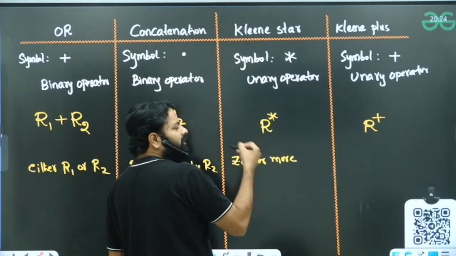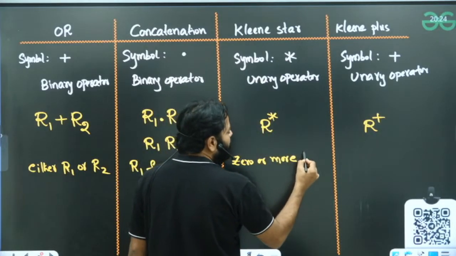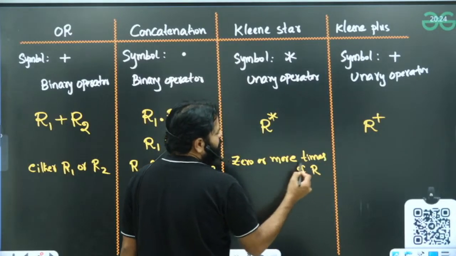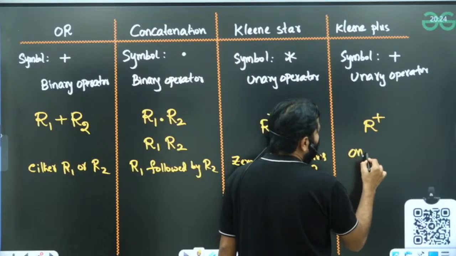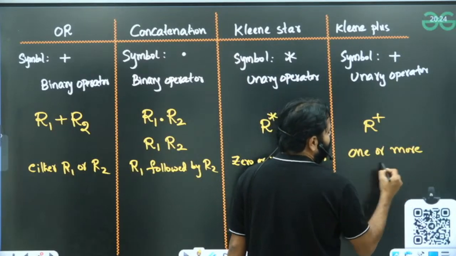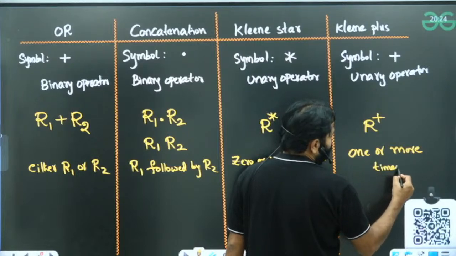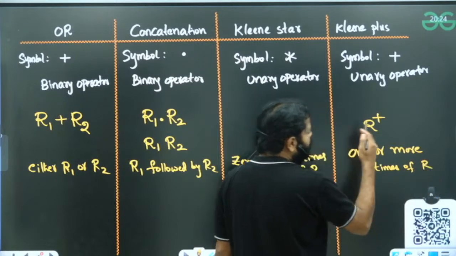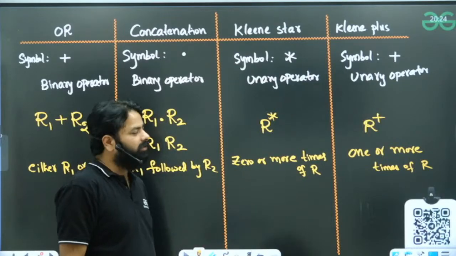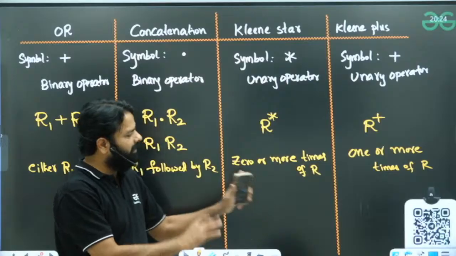And star means 0 or more occurrences or repetitions of R, 0 or more times of R. Plus means 1 or more repetitions or occurrences of R. We are going to have these repetitions of R, 0 or more times here, and 1 or more times here. We'll see what we mean by it.